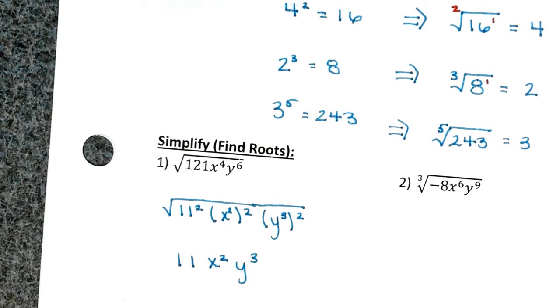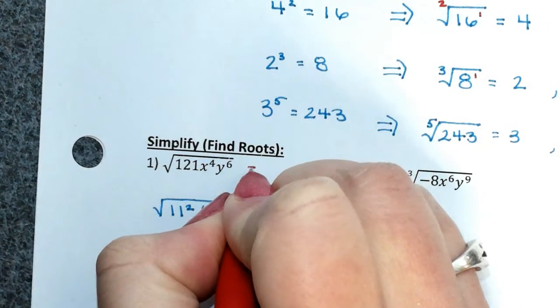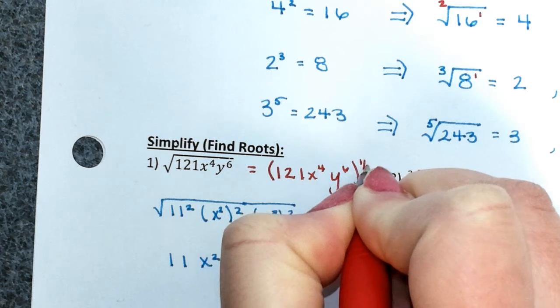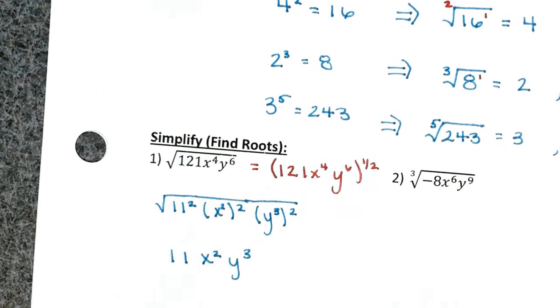Okay, I'm going to show you another way you could write this. Instead of writing it as a square root, how else could you write it? Something that might look more familiar to you. A square root is what exponent? 1/2. Okay, so you could take this and write it like this. This is your other option to show your work here. What's 121 to the 1/2 power? It ends up being 11.